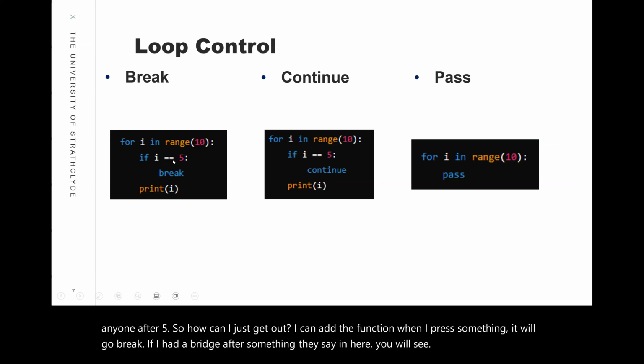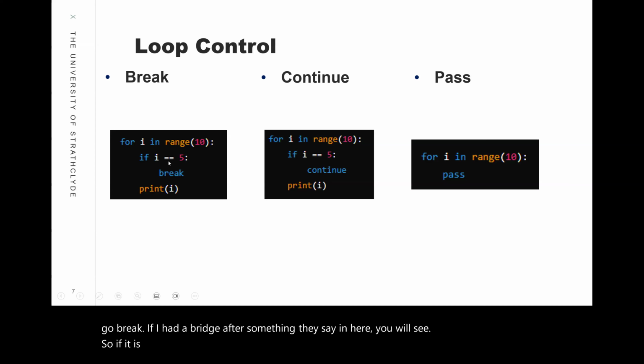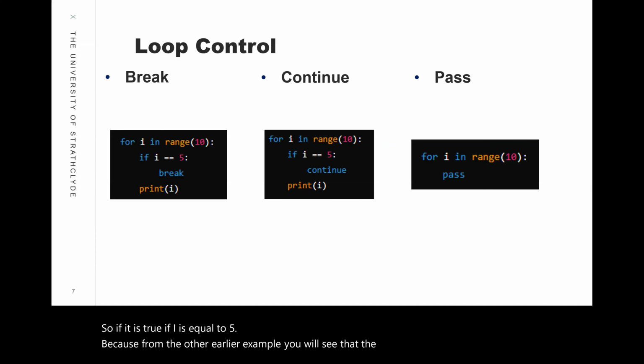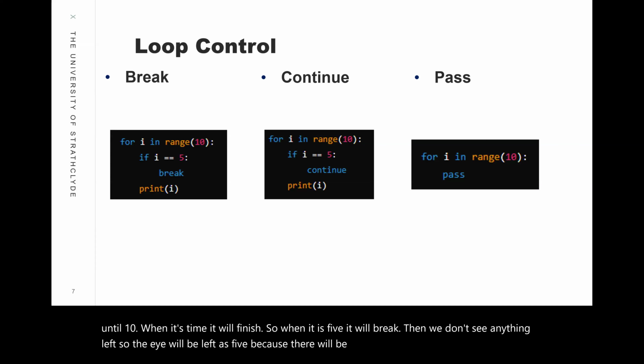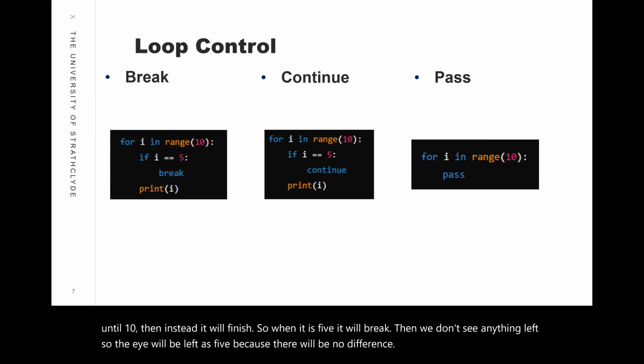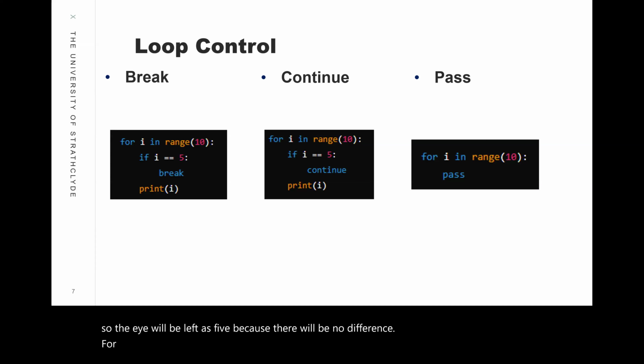So if it is true, if I is equal to 5, because like from the earlier example, you will see that the I will go from 0 to 9, right? Until 10. When it's 10, it will finish. So when it is 5, it will break. Then we don't see anything left. So the I will be left as 5. There will be no difference for the while loop as well. The break always works in any kind of loop.